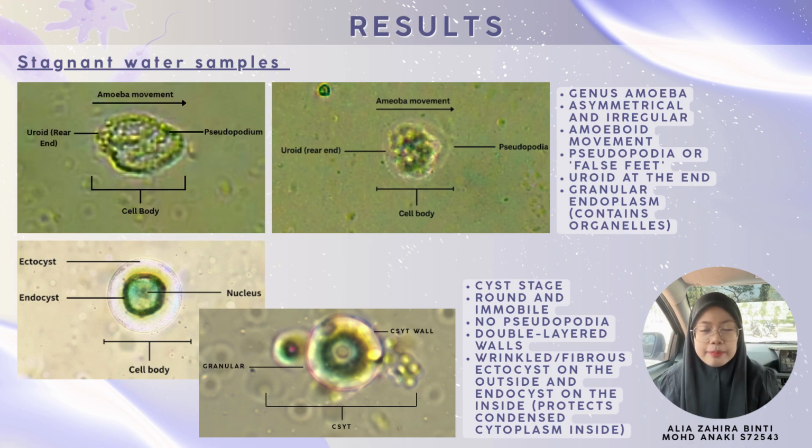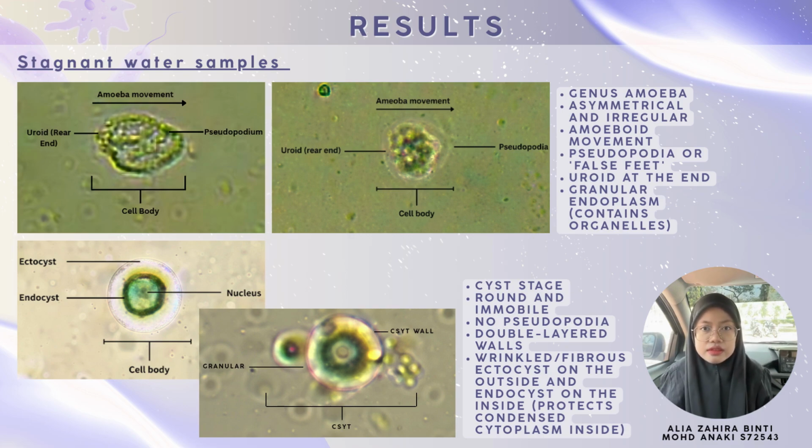In the stagnant water samples, we identified organisms from the genus Amoeba. In their active stage, they appear asymmetrical and irregular. We clearly observe amoeboid movement, where the cell uses cytoplasmic streaming to push out the pseudopodia, or false feet, at the leading edge. While the uroid trails behind, you can see the granular endoplasm in our micrograph, which contains the organelles. We also discovered this organism in their dormant cyst stage.